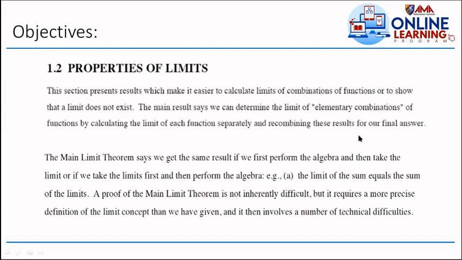The main limit theorem says we get the same result if we first perform the algebra and then take the limit, or if we take the limits first and then perform the algebra. So the limit of the sum equals the sum of the limits. A proof of the main limit theorem is not inherently difficult, but it requires a more precise definition of the limit concept than we have given, and it then involves a number of technical difficulties.